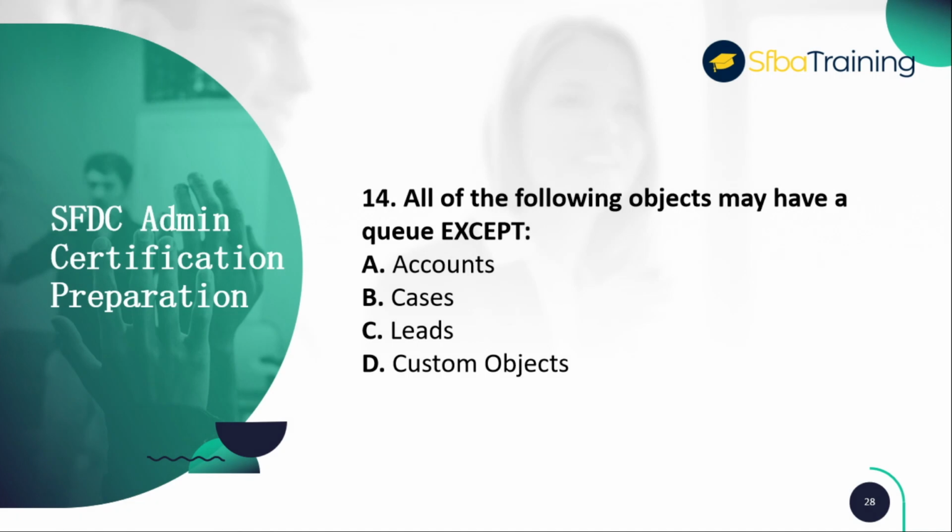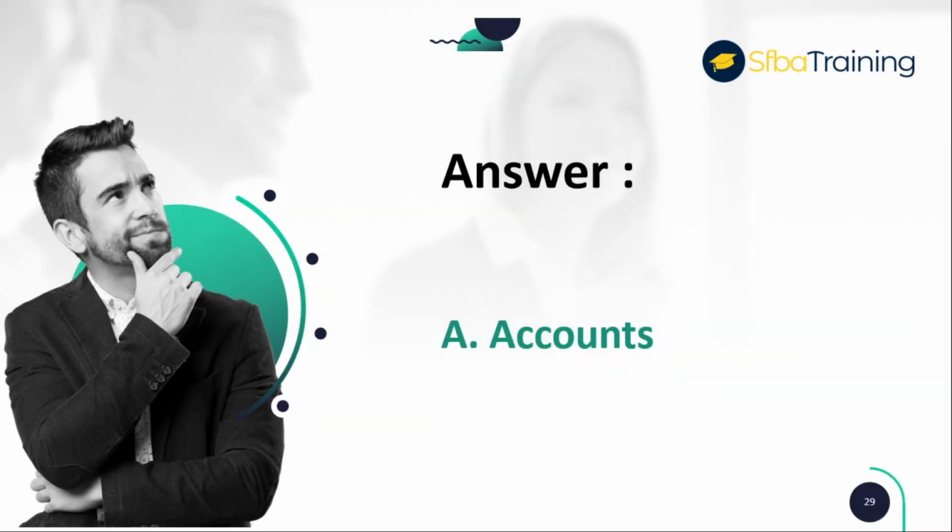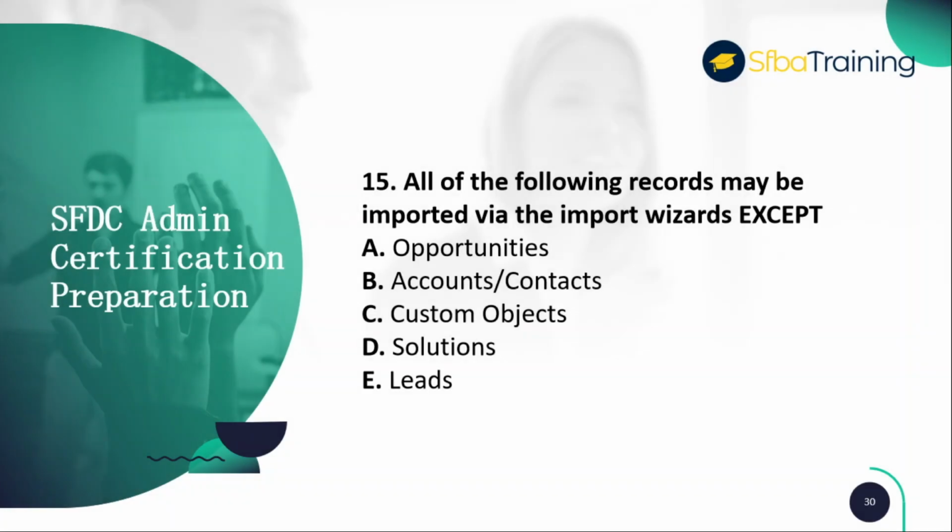Number 14. All of the following objects may have a queue except: A. Accounts, B. Cases, C. Leads, D. Custom objects. The answer is A. Accounts. Number 15. All the following records may be imported via the import wizards except A.